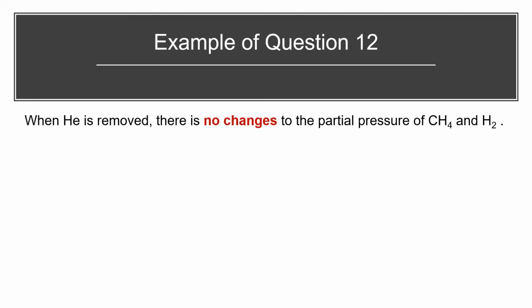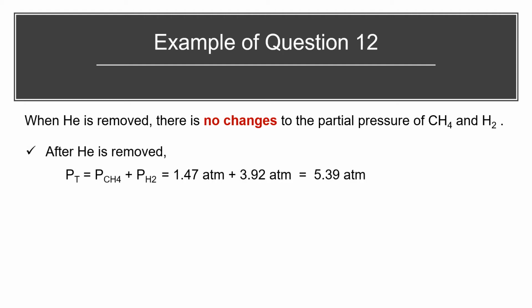When helium is removed, there is no change to the partial pressure of methane and hydrogen gas. According to Dalton's law, the total pressure of a gas mixture is equal to the sum of the partial pressures of the gases in the mixture. After helium is removed, only methane and hydrogen gas remain in the mixture. Therefore, the total pressure is equal to the sum of the partial pressures of methane and hydrogen gas.